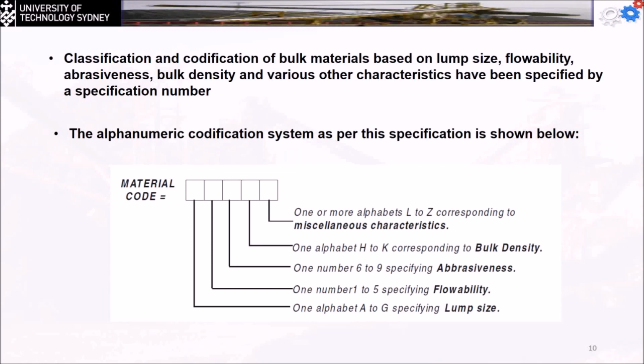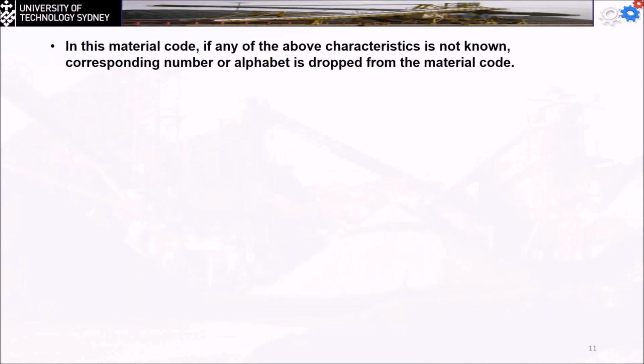In this material code, if any of the above characteristics is not known, the corresponding number or letter is dropped from the material code. So not all materials are going to have the 5 figures. Some of them are going to have 4 only.